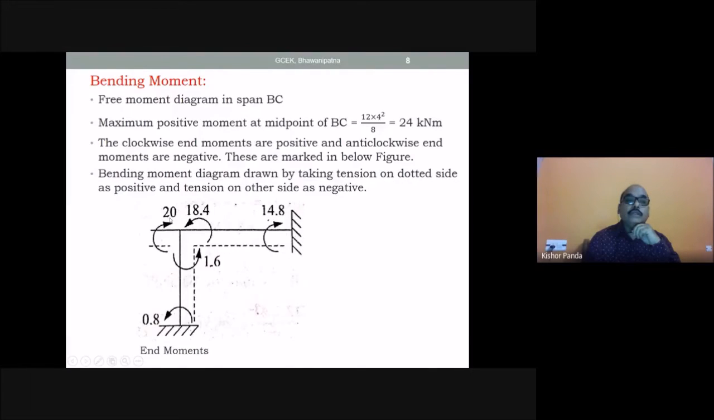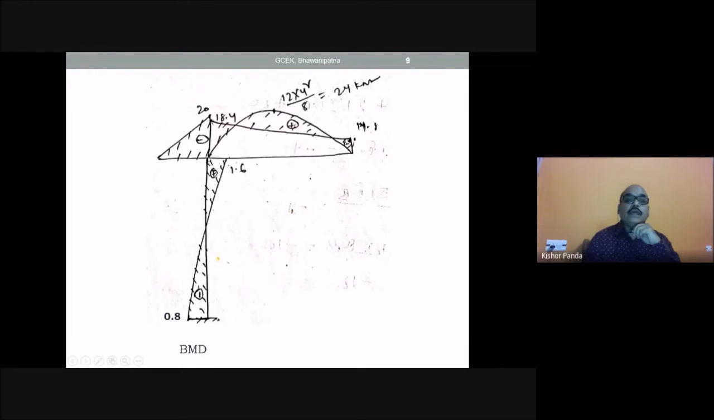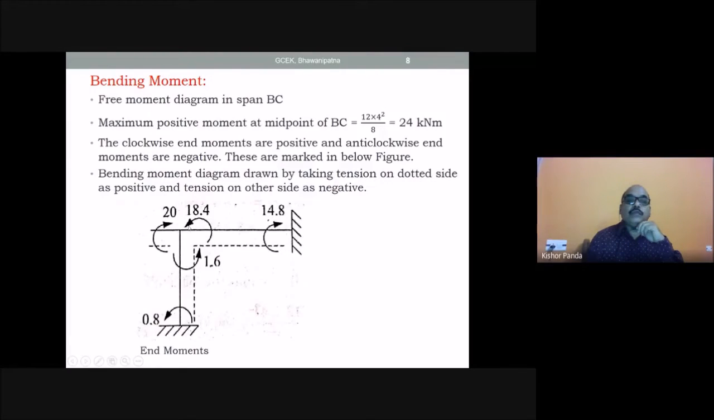Then here you see this is 20 kilonewton meter. So here you take 20 kilonewton meter and here the moment is 0. At the end of the cantilever, there is no moment, so 0. So then you join this one. Then here you see there is a uniformly distributed load. Due to this uniformly distributed load, you have to find out the maximum positive moment at the midpoint of BC.